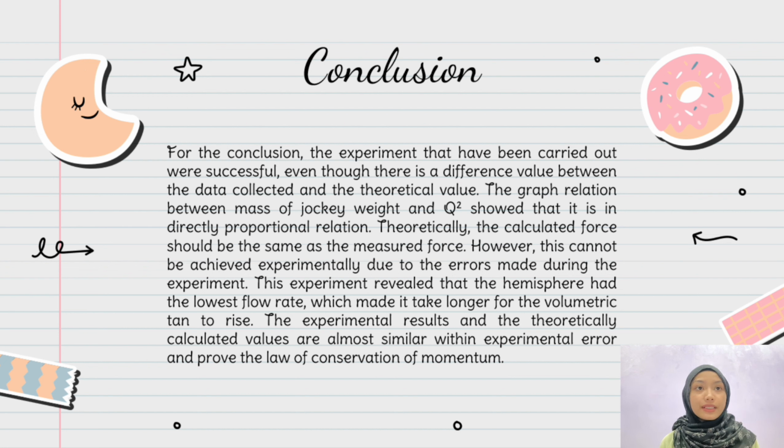This experiment revealed that the hemisphere had the lowest flow rate, which made it take longer for the volumetric time to rise. The experimental result and the theoretically calculated values are almost similar within the experimental error and prove the law of conservation of momentum.